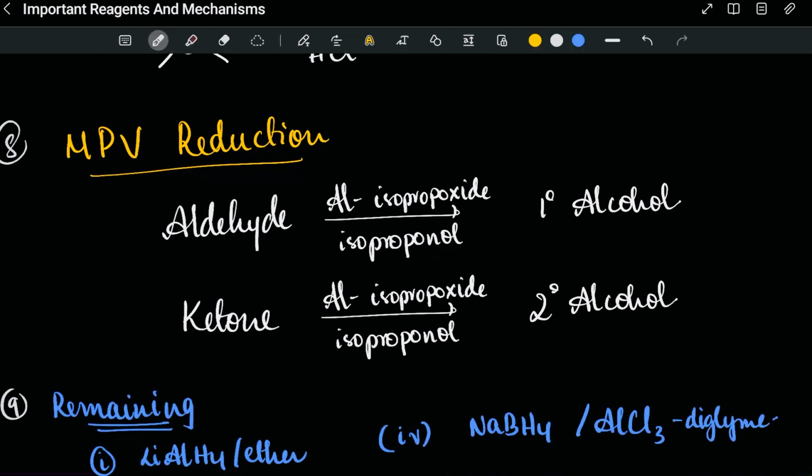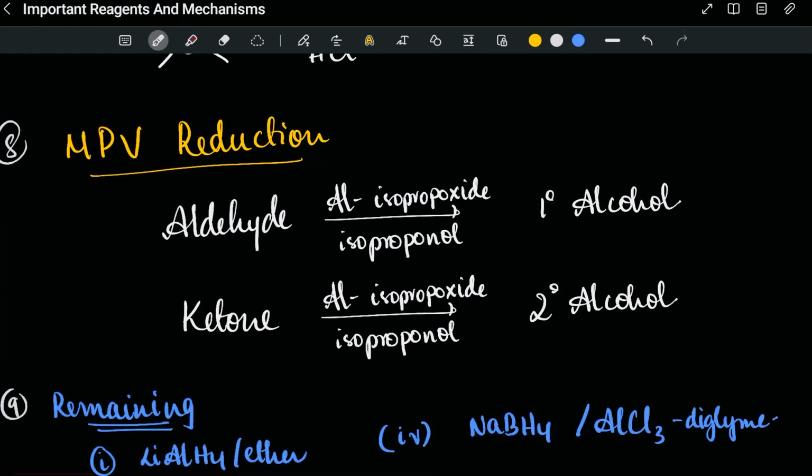The next one is from the alcohol, ether, phenol topic. It is the MPV reduction. The name is not important, something like Meerwein-Ponndorf-Verley, but what is happening here is important. We have an aldehyde or ketone. The reagent here is aluminium isopropoxide, in the presence of isopropanol, which helps in the formation of primary or secondary alcohols.